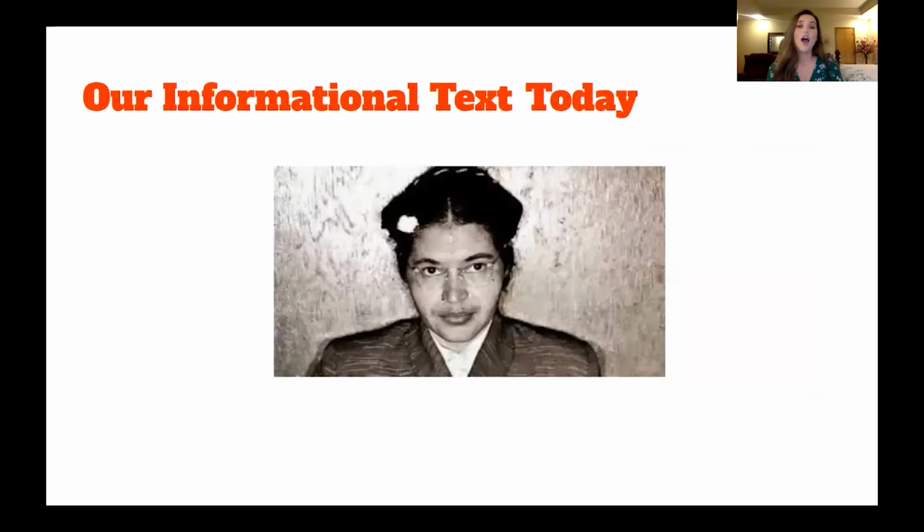Okay, so we are going to be reading actually an informational text today, but I could not fit this picture in with the text on the same slide, but I did want you guys to see this picture. Today we are going to be talking about Rosa Parks. Can you guys give me a thumbs up if you've ever heard of Rosa Parks before? Maybe a thumbs down if you've never heard of her.